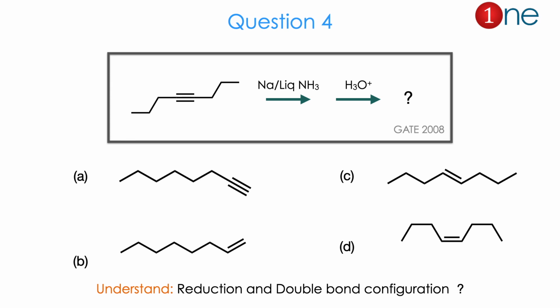Then question number 4. The starting material is an alkyne with a linear chain. It's a symmetrical system. You are using sodium and liquid ammonia and hydrolysis. They ask you to find the product.